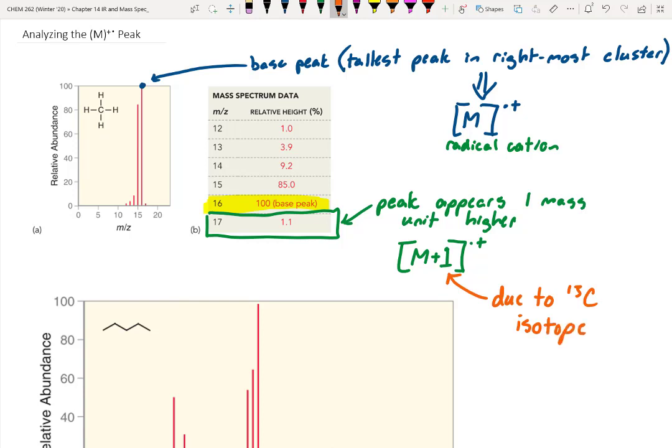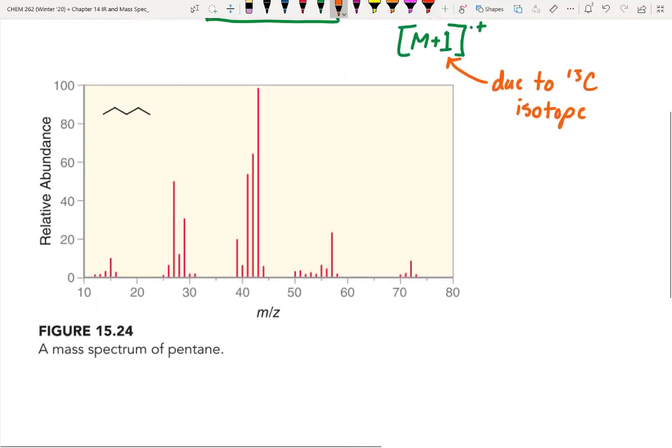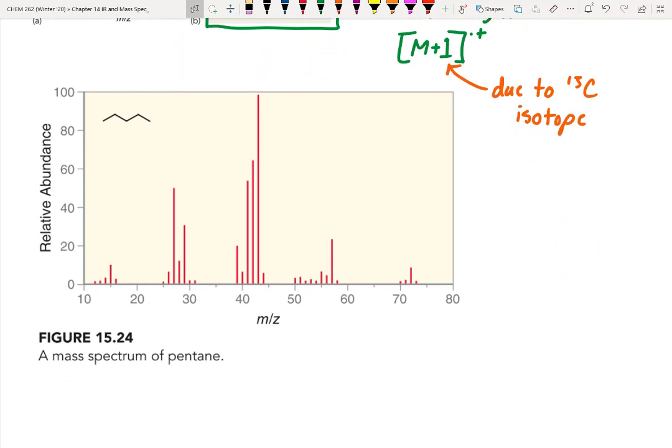Does anybody know how much carbon-13 is naturally abundant on our planet, at least? Well, let's take a look at the base peak here versus our mass plus 1 peak. About 1%, right? So in this case, it's a really, really small amount that's due to that heavier isotope, but it's still a percentage that we do need to pay attention to. In fact, it's a really useful tool that we'll be able to use later. All right, so let's go ahead and take a look at a more complicated one. So what's this molecule that we're looking at now?